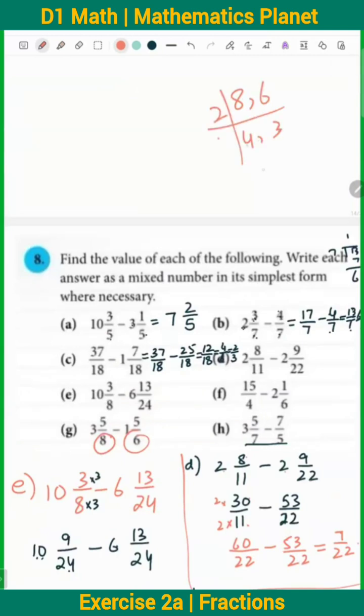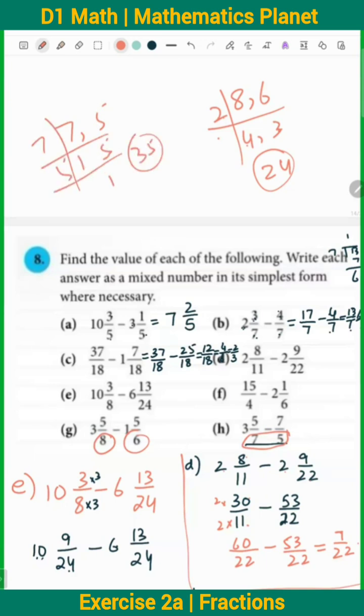Now, if they are prime numbers, for example, 7 and 5, what will be the LCM? 7 times 1 is 7 and 5 times 1 is 5. 7 times 5 is 35. So if you multiply 7 with 5, you will get 35. If you multiply 5 with 7, you will get 35. So if you multiply opposite denominators, you will get the LCM basically.